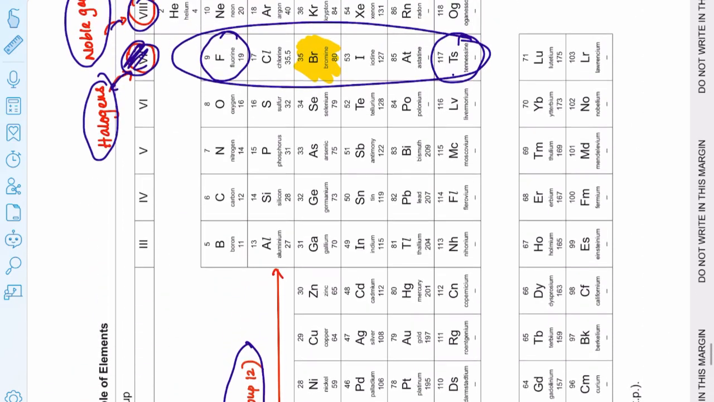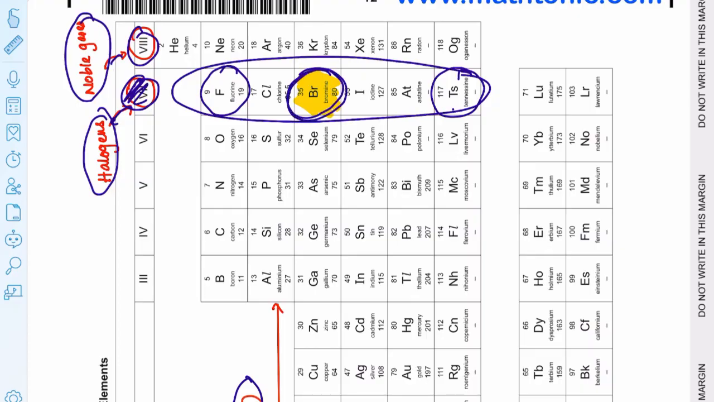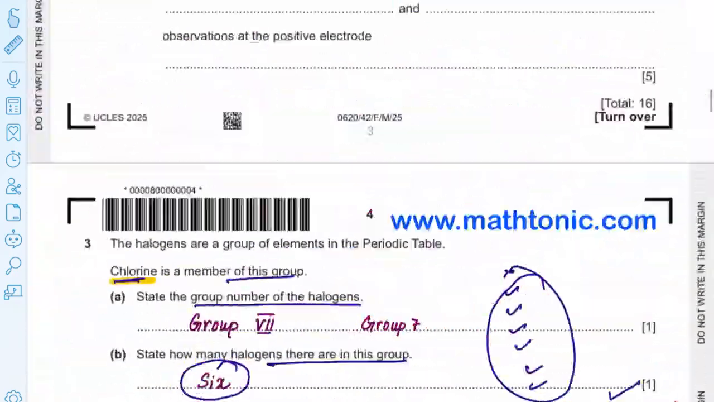If I go for period 4, you can see here bromine is placed in period 4. That's why it has 4 shells.